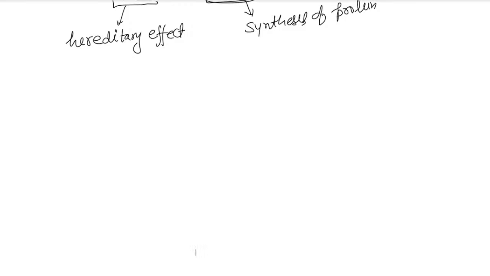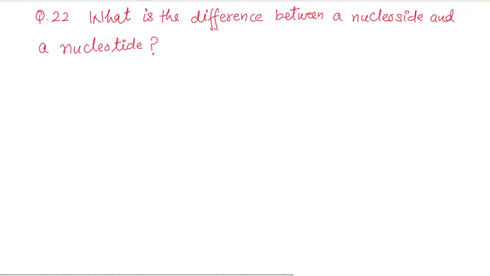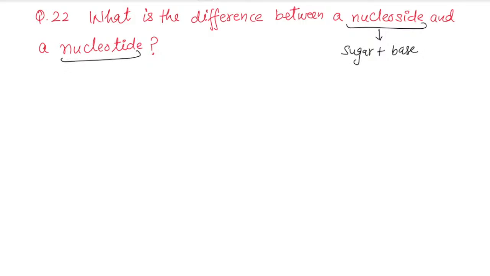Okay. Now, question number 22. What is the difference between a nucleoside and a nucleotide? So, what do you mean by nucleoside? A nucleoside is sugar plus base, and a nucleotide is sugar plus base plus phosphoric acid, or we can say phosphate.